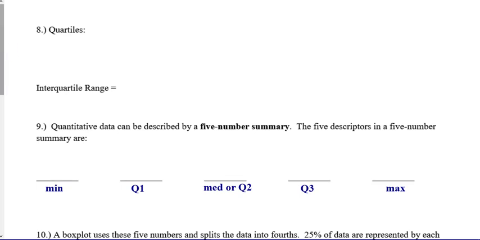Quartiles. What are quartiles? You get quartiles when you divide the data into 4 equal groups.